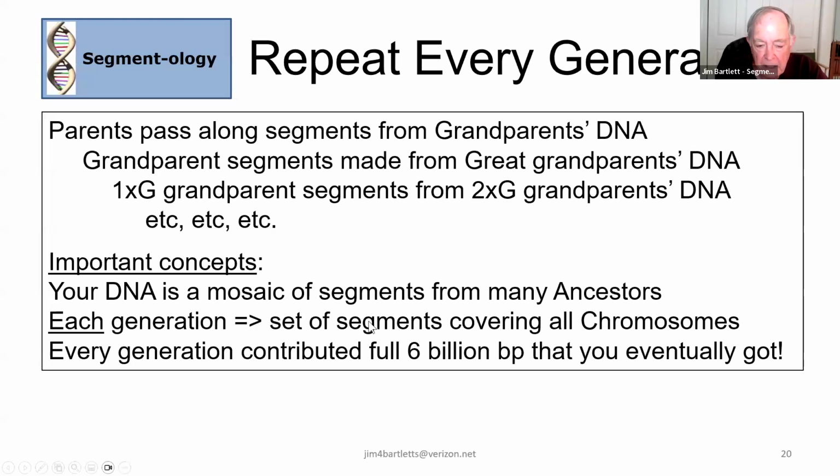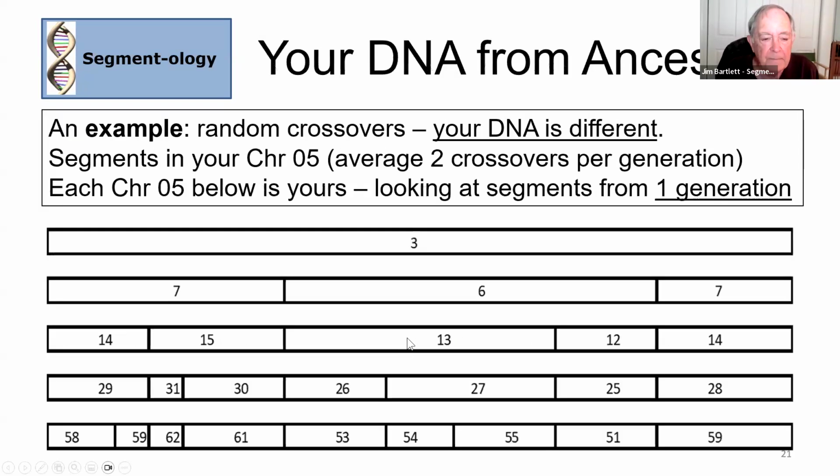Each generation, you'll get a set of segments that cover all of your DNA, all of your chromosomes. So every generation contributes 6 billion base pairs that you eventually got. Even if you go back 100 generations, you're going to have ancestors at that level that contributed the 6 billion DNA that you got. They started passing them down.